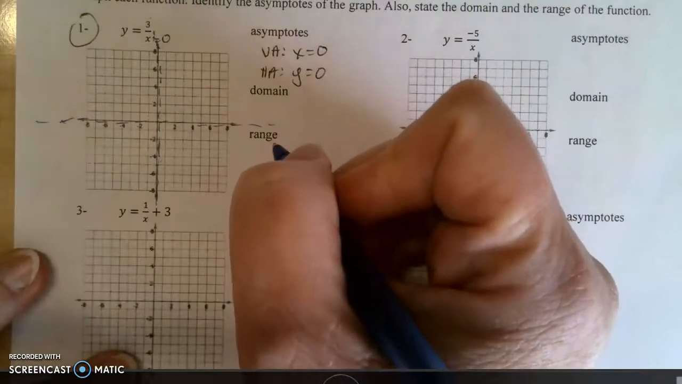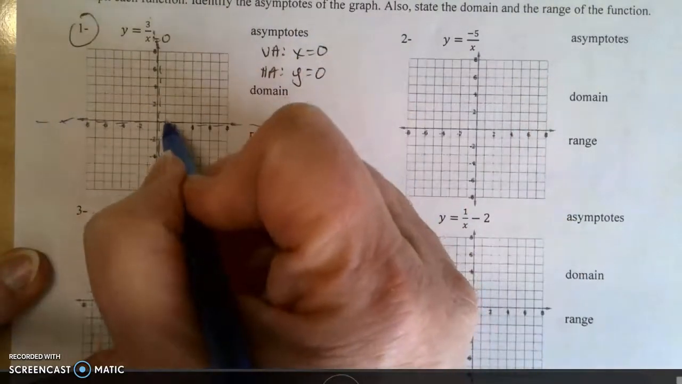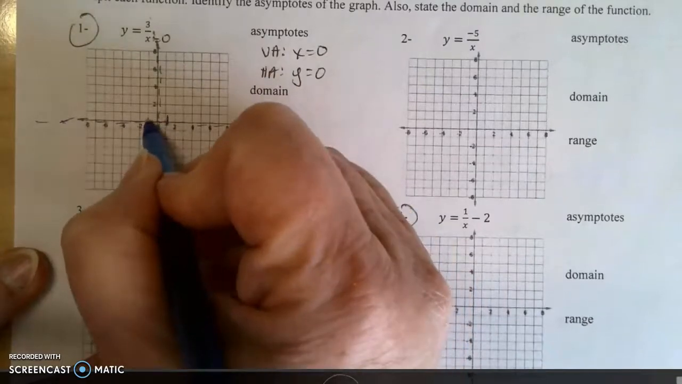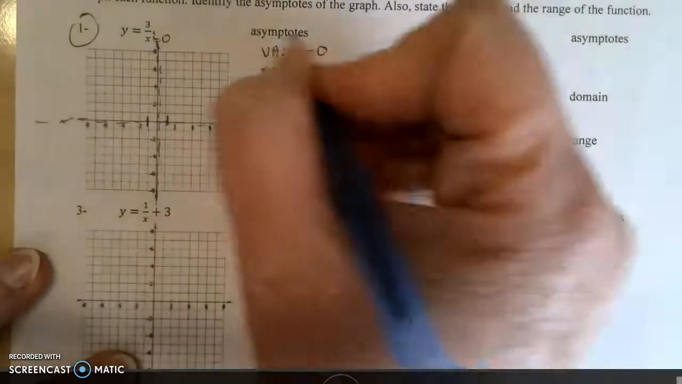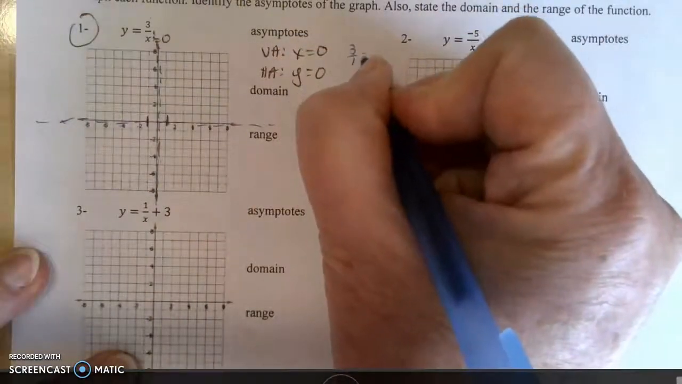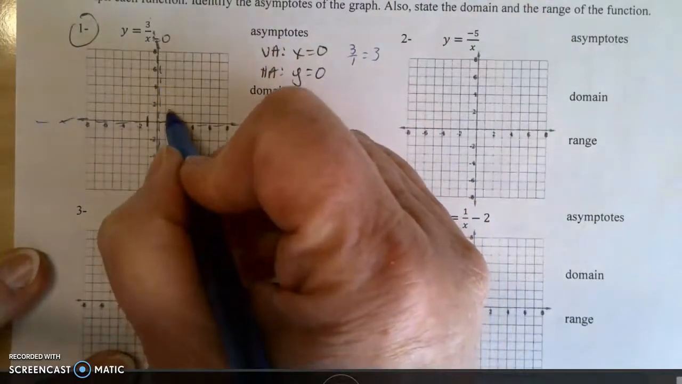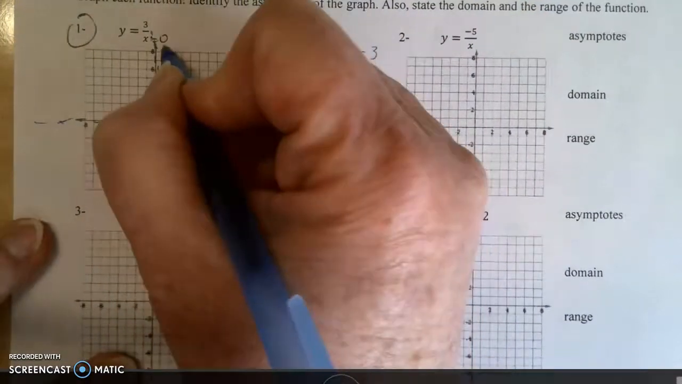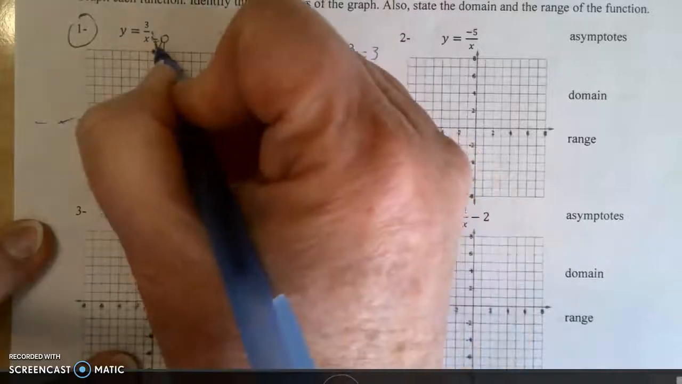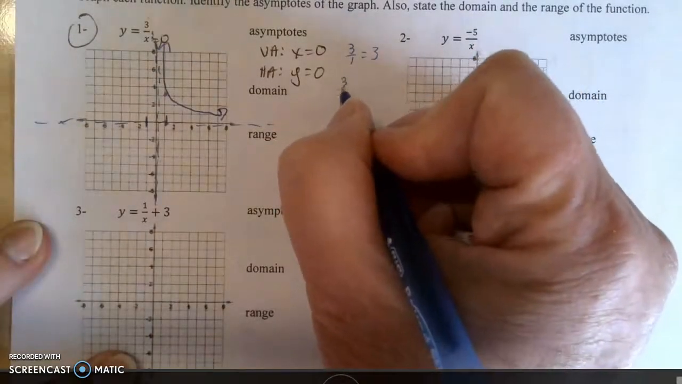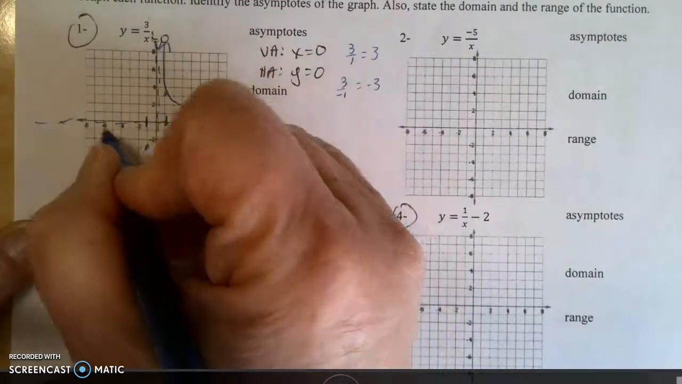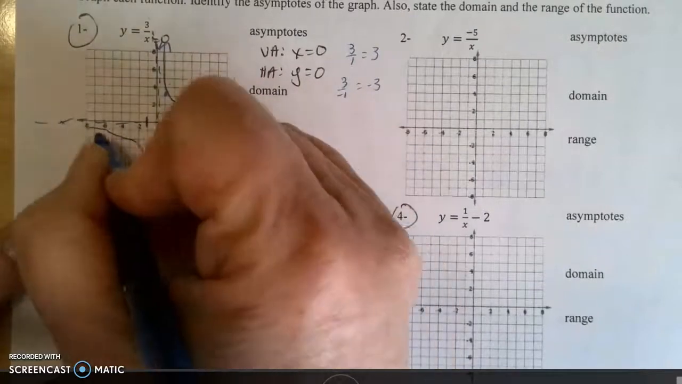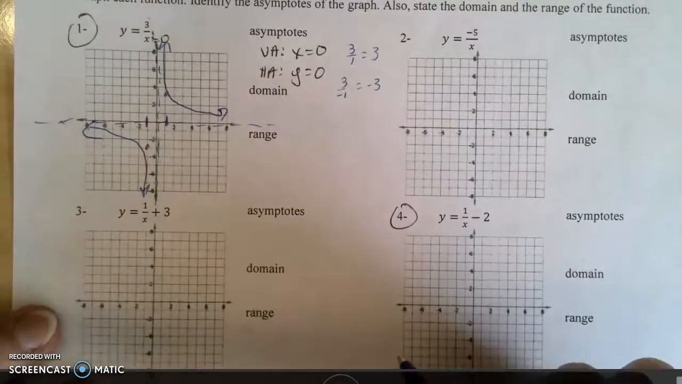Now I'm going to graph. So I'm going to pick a point on each side of my vertical asymptote. So I'm going to pick 1. So I've got 3 over 1 equals 3. So at 1, it goes up to 3. So my graph is in here. At -1, I get a -3, so my graph is in here. Oops. So that is what rational functions look like.